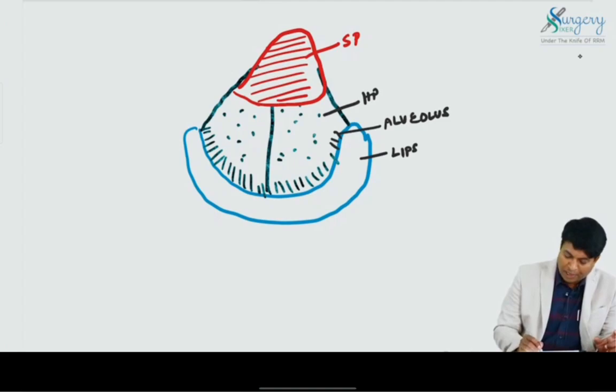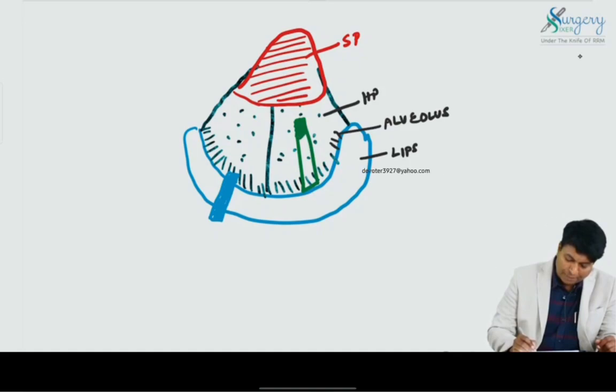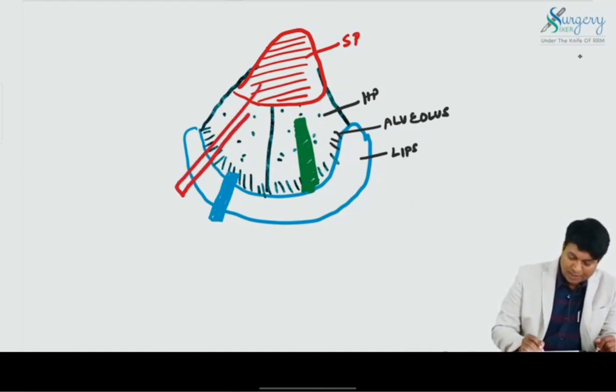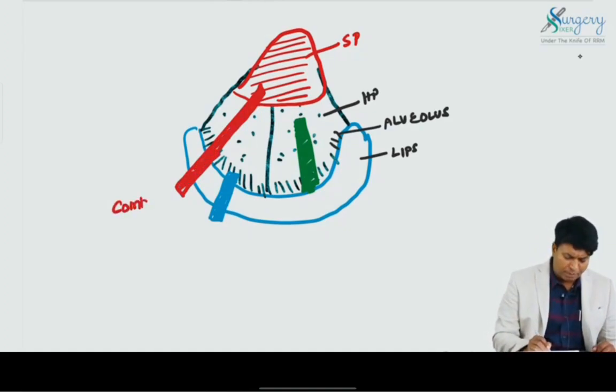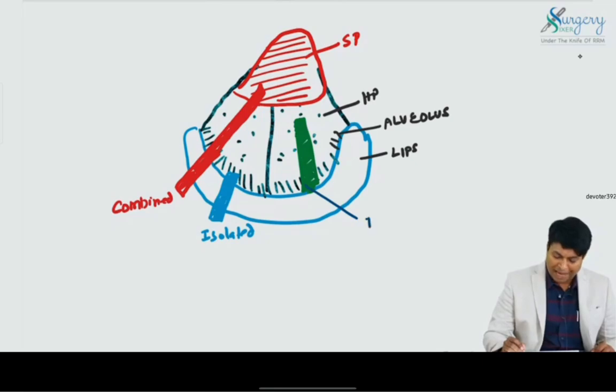If only the lip is cleft, it is known as isolated cleft lip. If only the palate is cleft, it is known as isolated cleft palate. If both are cleft, it is known as combined cleft lip and cleft palate. There are three conditions which you can get in your practice: combined cleft lip and cleft palate, isolated cleft lip, and isolated cleft palate.